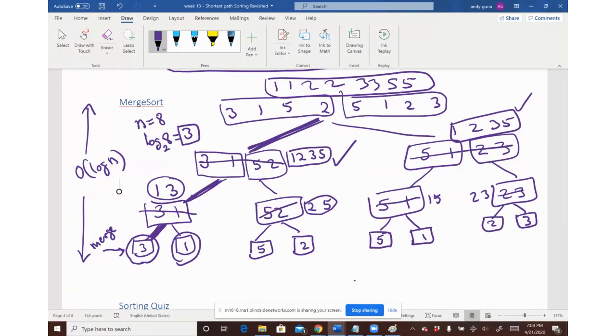So that's one nice property about merge sort. It always creates a binary tree of a good height, more like an AVL tree, very balanced.